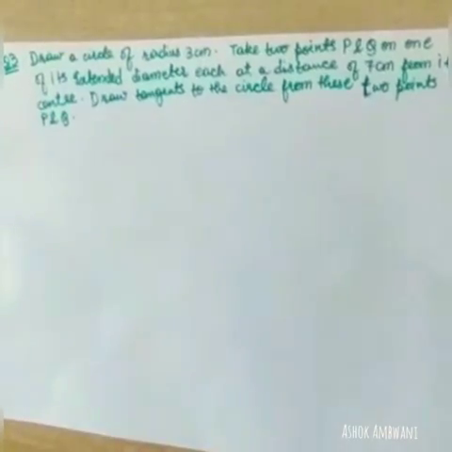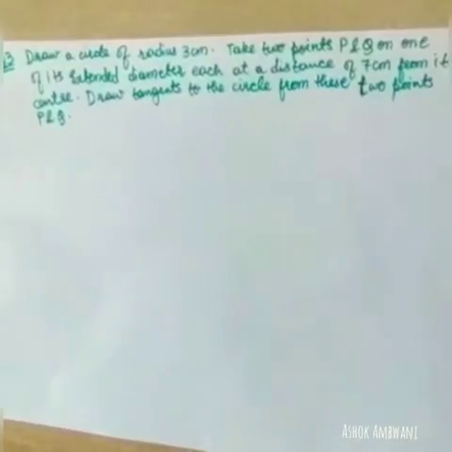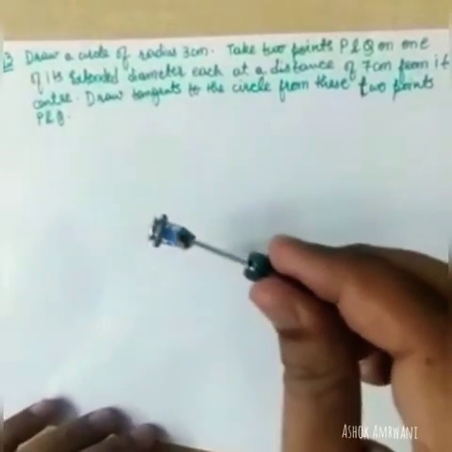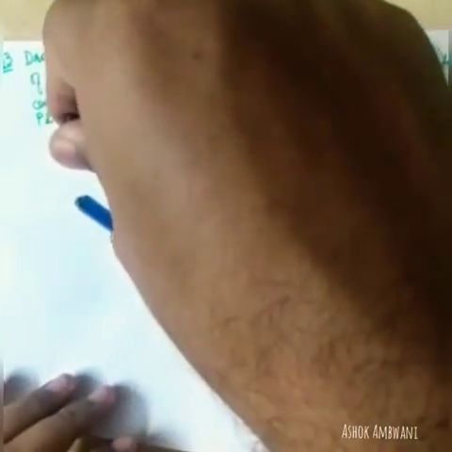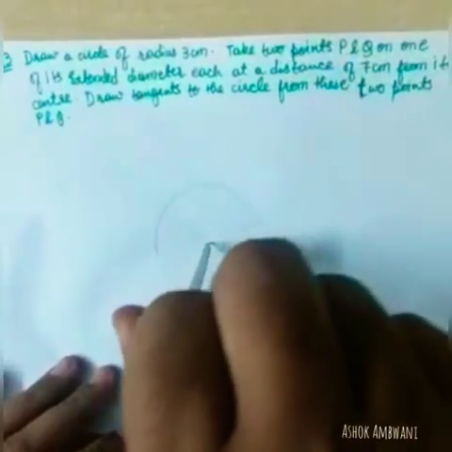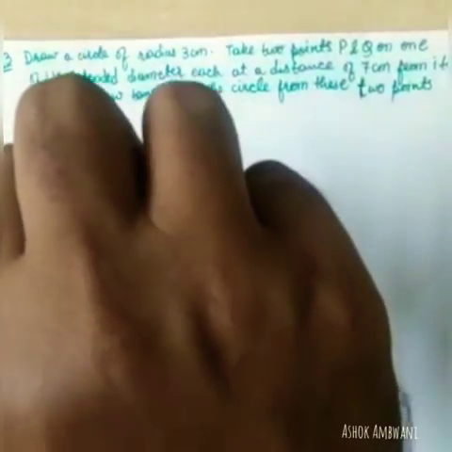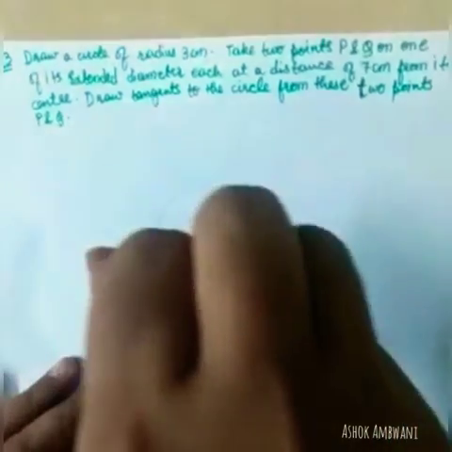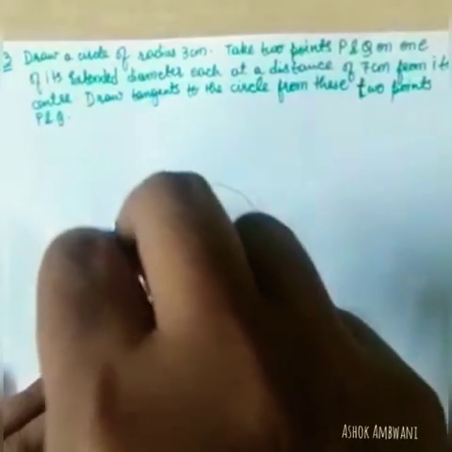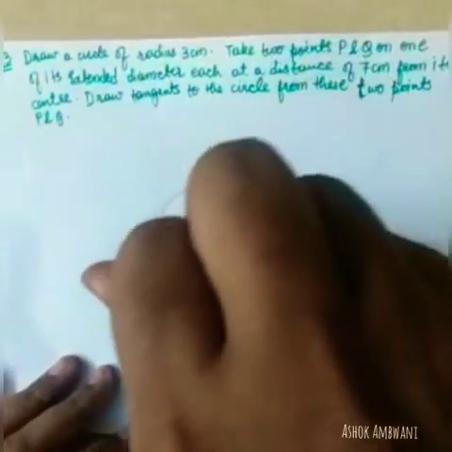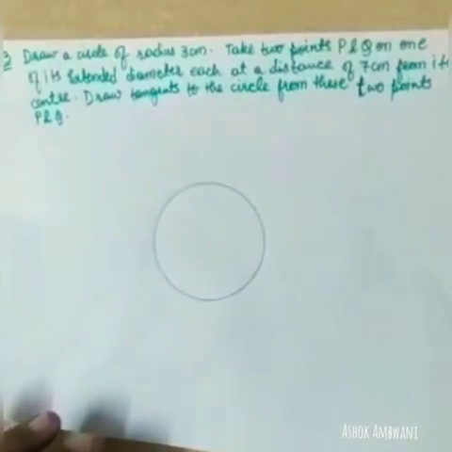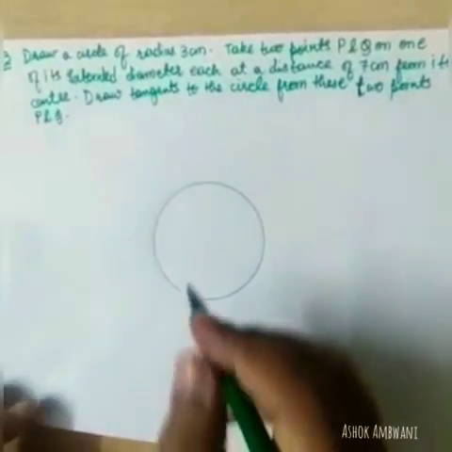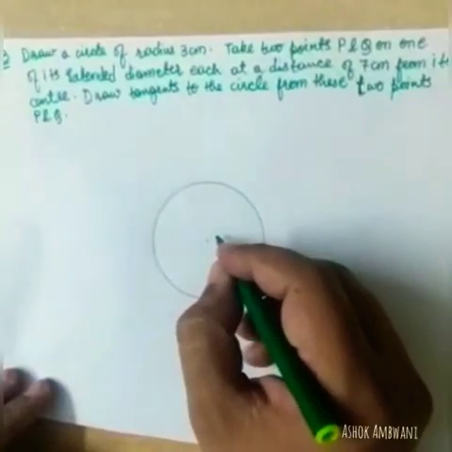So we will start our construction with drawing a circle of radius 3 centimeter first of all. I have set the radius on the compass, that is 3 centimeter. Now I am drawing the circle. Okay, I darken it a little bit so that it can be visible. I have drawn a circle of radius 3 centimeter and give this point as O.